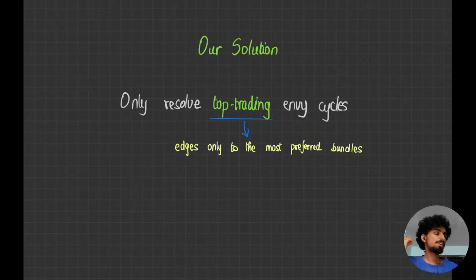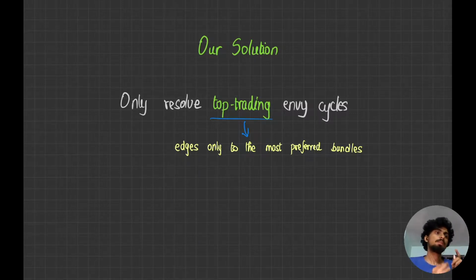And so we fix this by proposing a new algorithm based on the top trading envy graph. So instead of resolving arbitrary envy cycles that arise, we claim that if you resolve only top trading envy cycles, then this gives you an EF1 allocation. And it also runs in polynomial time, which is great. So what's the top trading envy graph? It's a subgraph of the original envy graph, where instead of pointing to all the bundles you envy, you're only going to point to your most valued bundles.